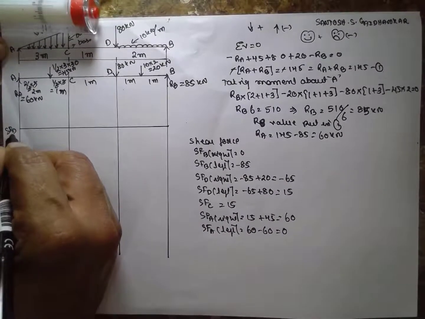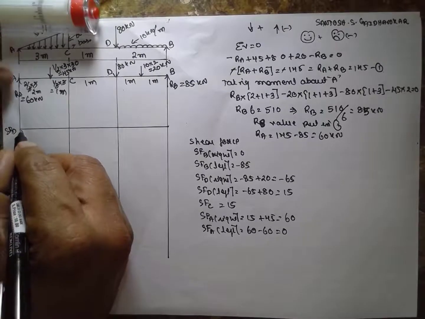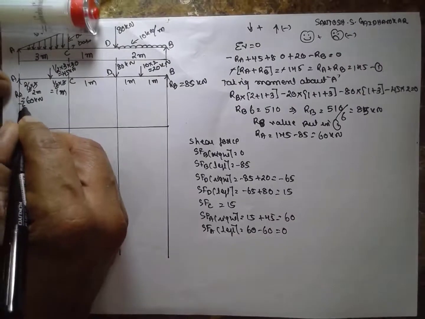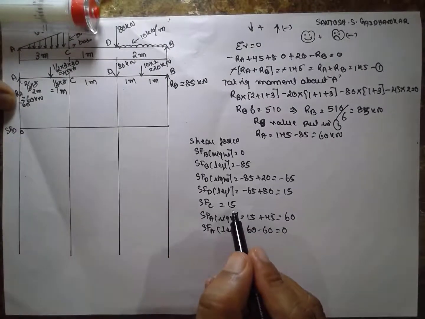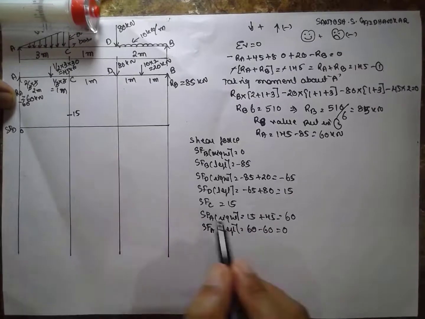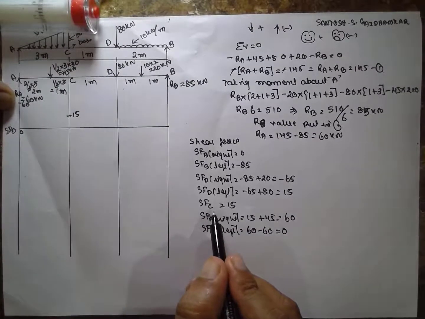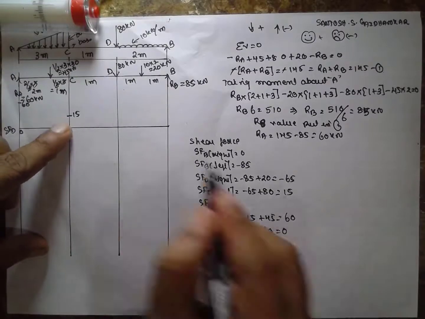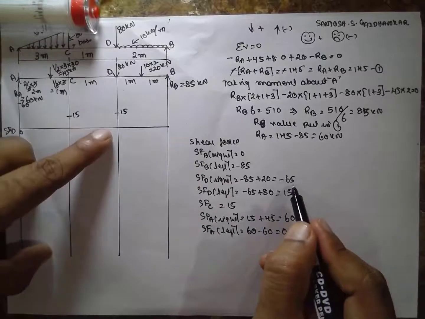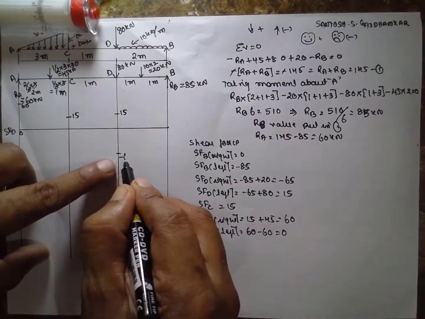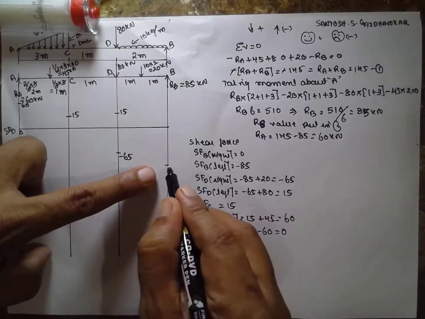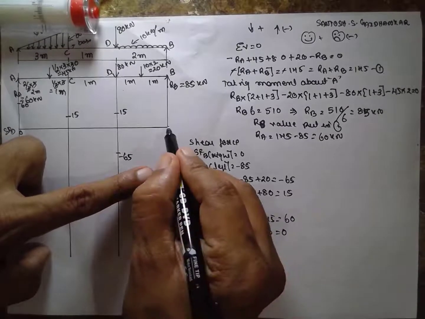Here is the SFD diagram, above is positive, below is negative. First is 0, then 60, 60. At C, positive 15, 15. Again at D, 15, 15. At D, minus 65, minus 65. At B, minus 85, and 0.